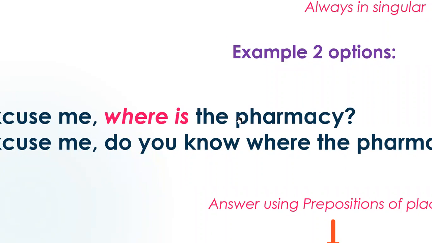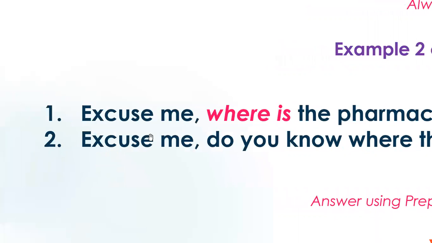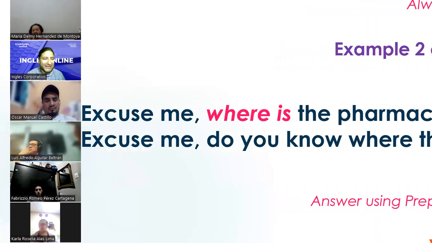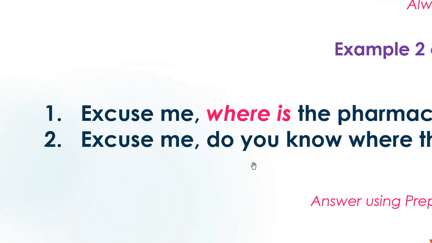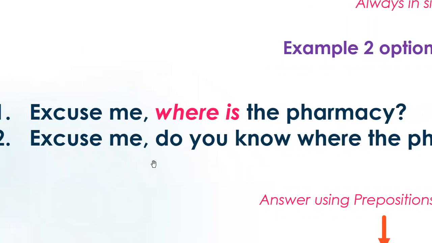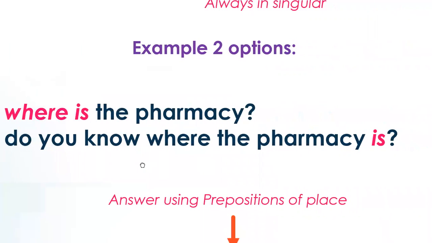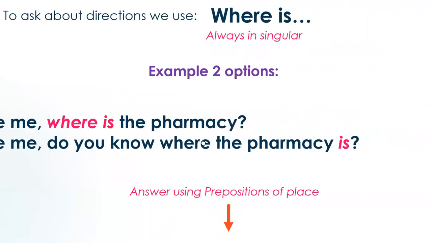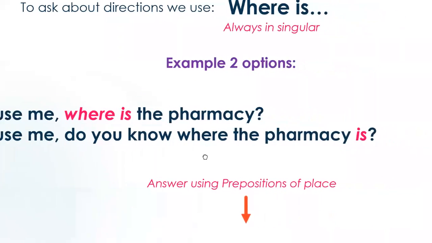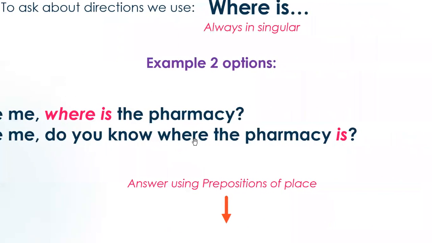Where is the pharmacy? Okay, intonation is important. And option two, please. Kenya, Roxana, what is option number two? Asking for directions. Excuse me, do you know where the pharmacy is? Okay, good, thank you.